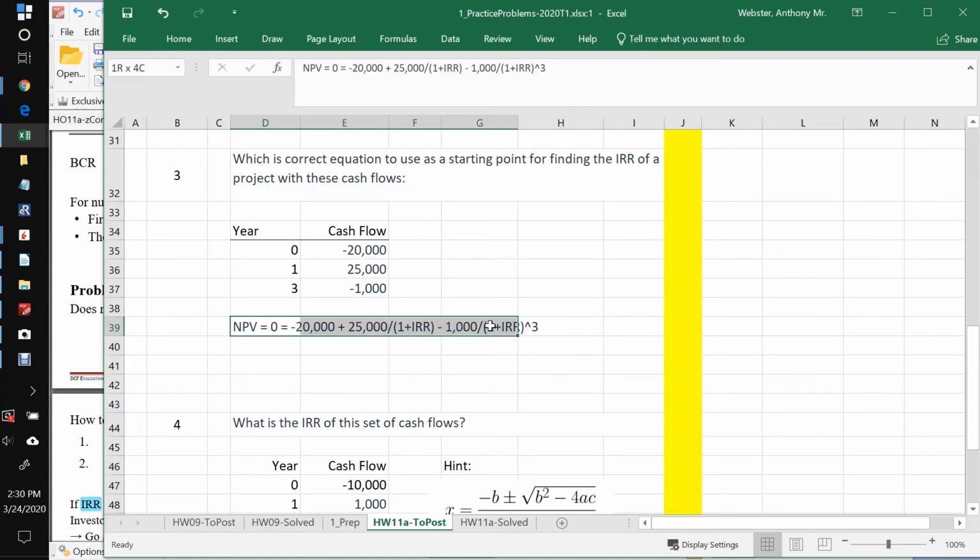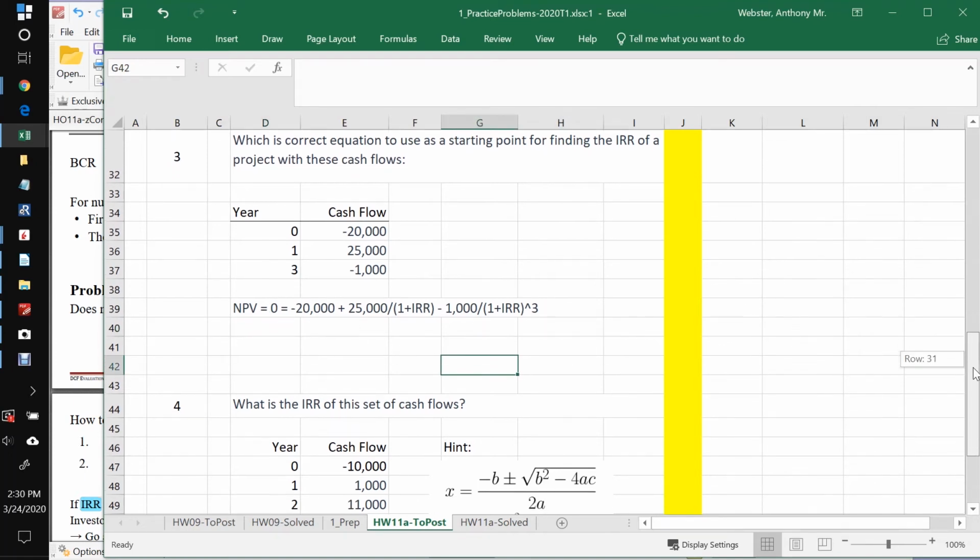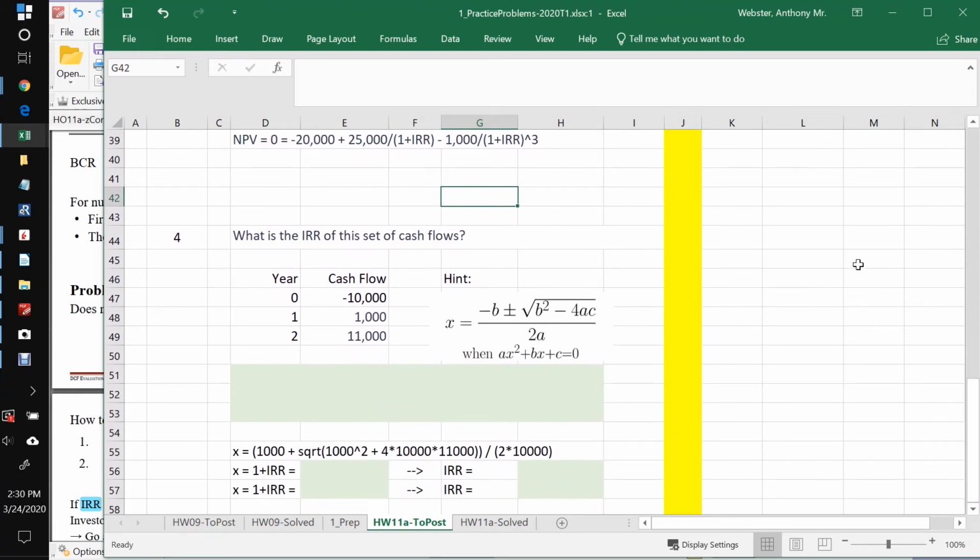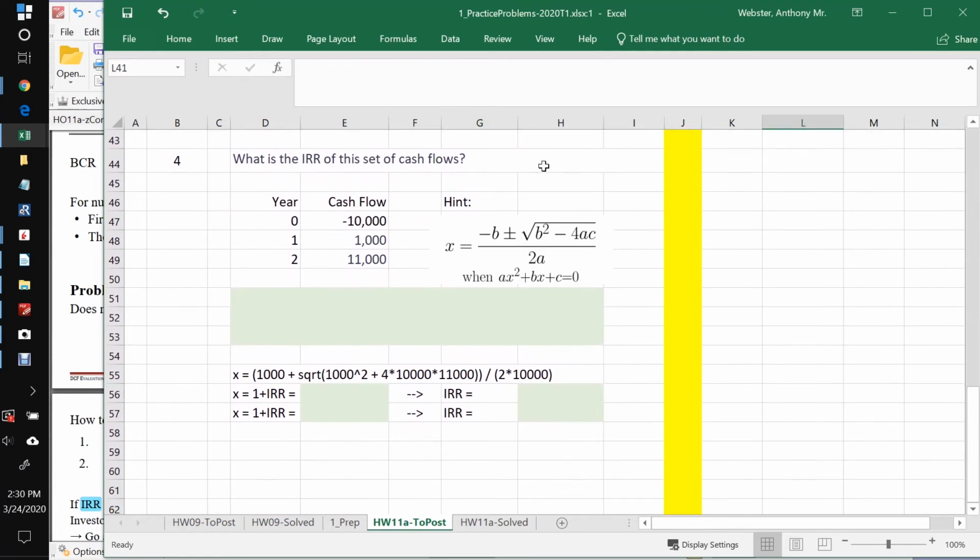This equation right here is the correct starting point, and that's as far as I would want you to take it. Just write down the equation, don't have to do any algebra, don't have to do anything like that, okay? And then here's one that some of you have been clamoring for.